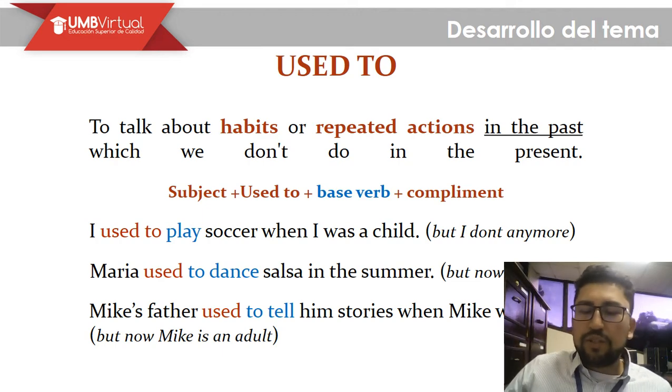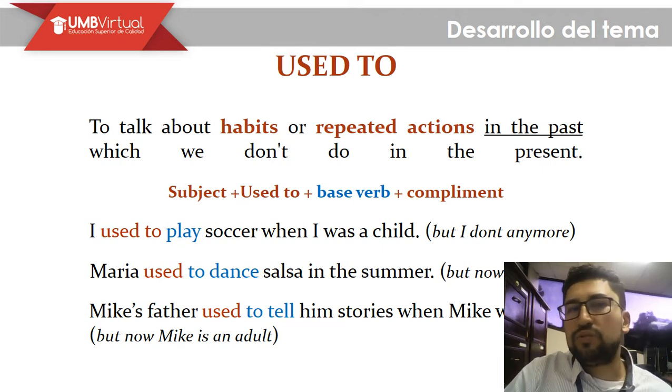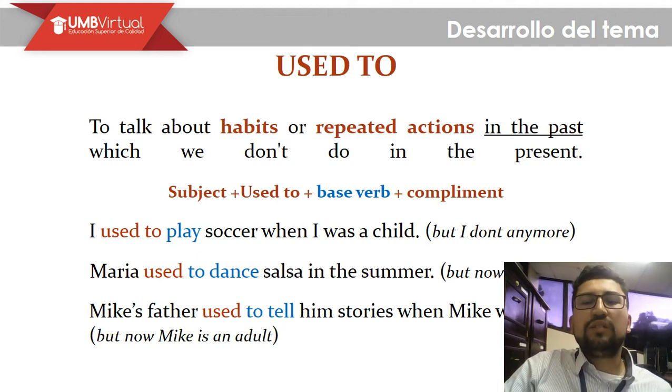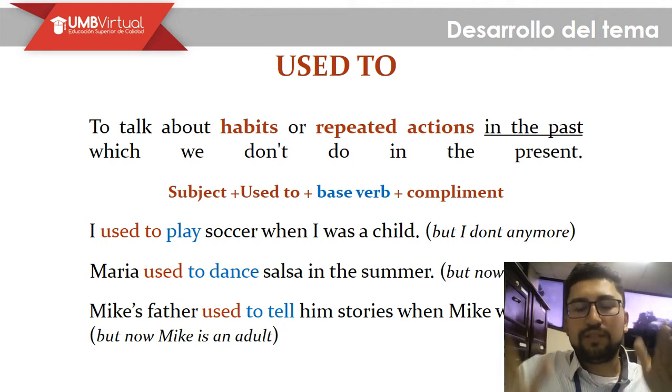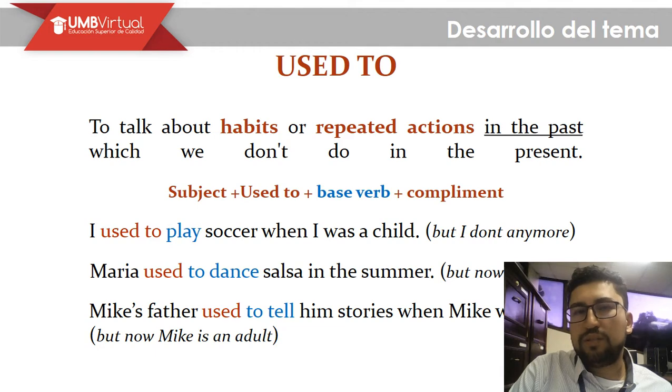Like when you were a child, you had some habits that now are different. When I was young, I used to drink a lot of alcohol, but now it is different. So you normally contrast the present and the past. It talks about the habits that you had in the past, but now they don't exist anymore.